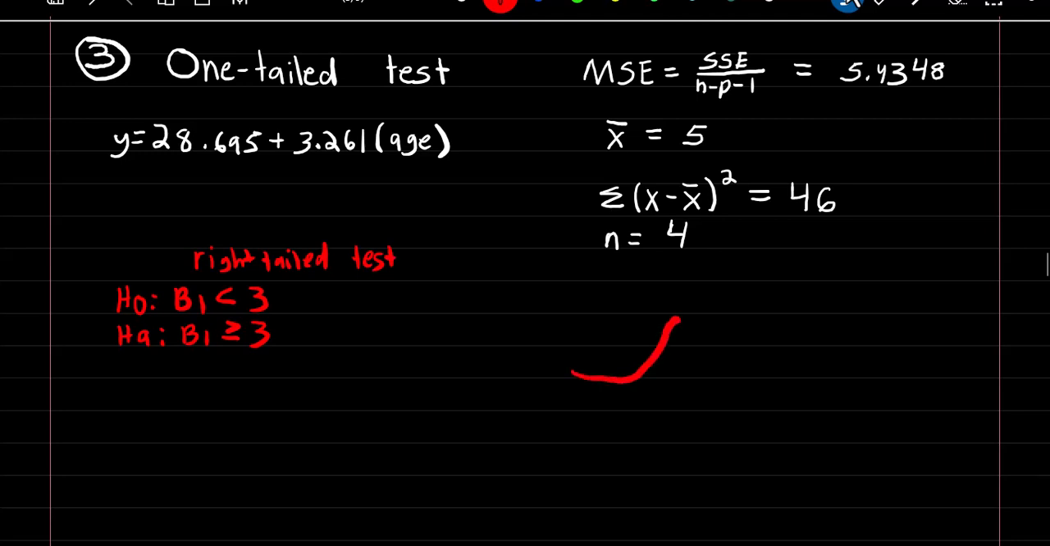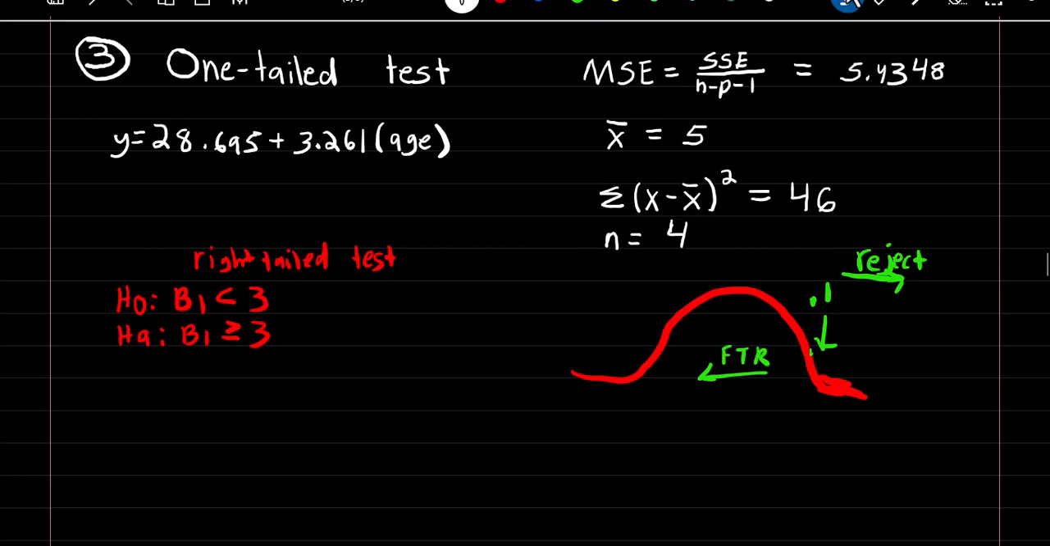So our rejection region is going to be over here on the right. And if we're doing 90%, it'll be right here. We'll call this our rejection region. So anything less than this value will be fail to reject.